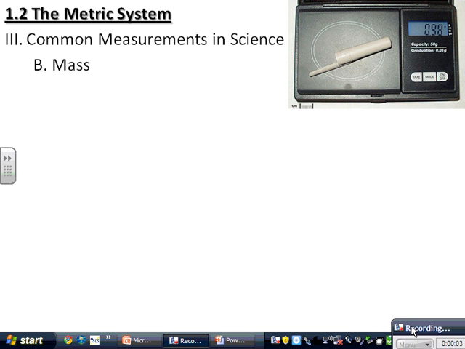Okay, this is part 2 of the video for the metric system notes. And as I mentioned in the first video, we left off on mass, so I'm going to take that up now. The base unit of mass is the gram.